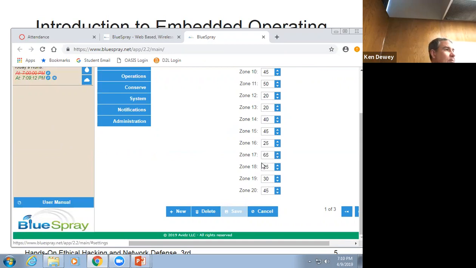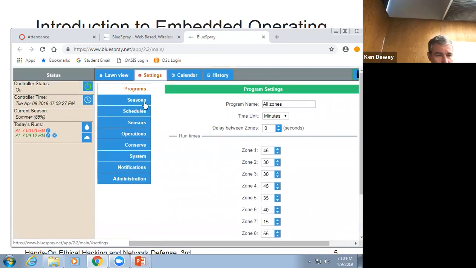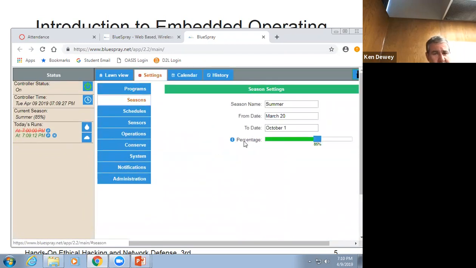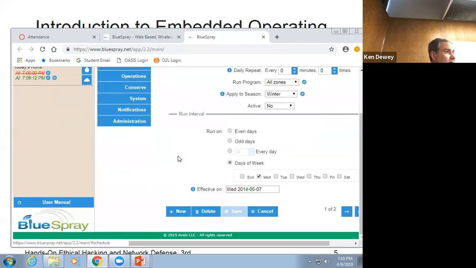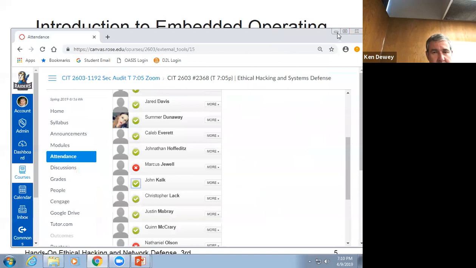And is it hardwired? Yeah, they're all hardwired into the controller. Okay, so you have to bury the wires. Yes, they're all buried. But I can go in seasons and program different things, on different schedules when they start and all that stuff. So, I mean, this is just an example of an embedded operating system.